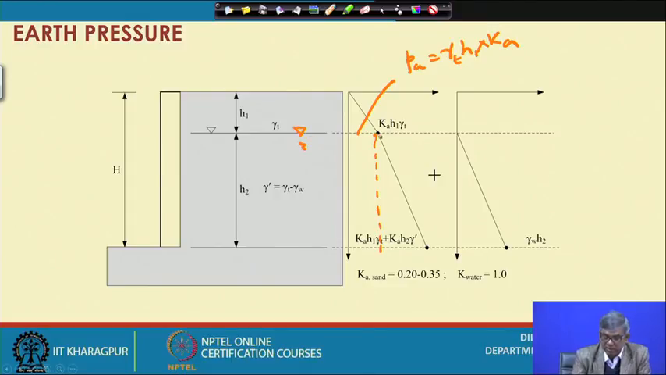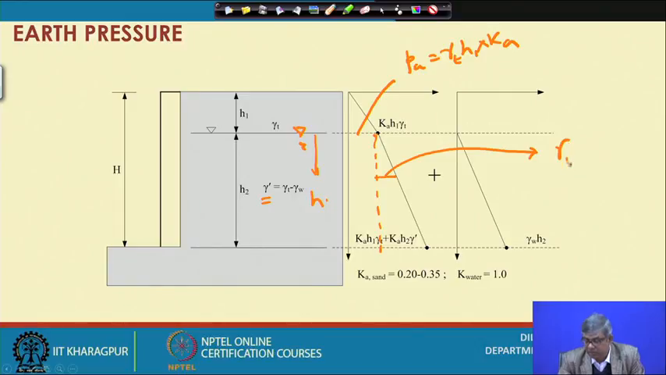I can take this as the reference now, and if I go at H from here, how to find out? You have to consider the effective pressure. If the saturated unit weight for this soil is gamma T, then your submerged or effective unit weight will be gamma T minus gamma W. So, suppose I want to find out this point, this one will be equal to gamma T minus gamma W multiplied by H.